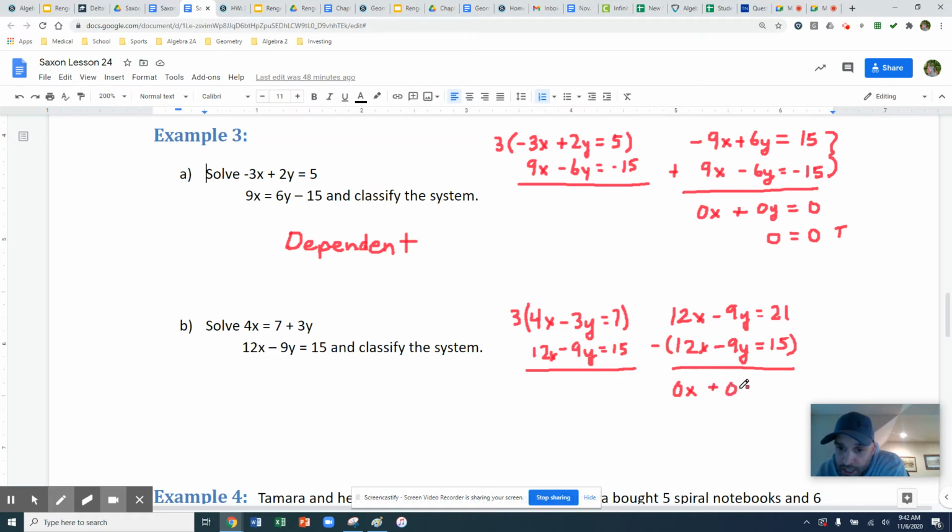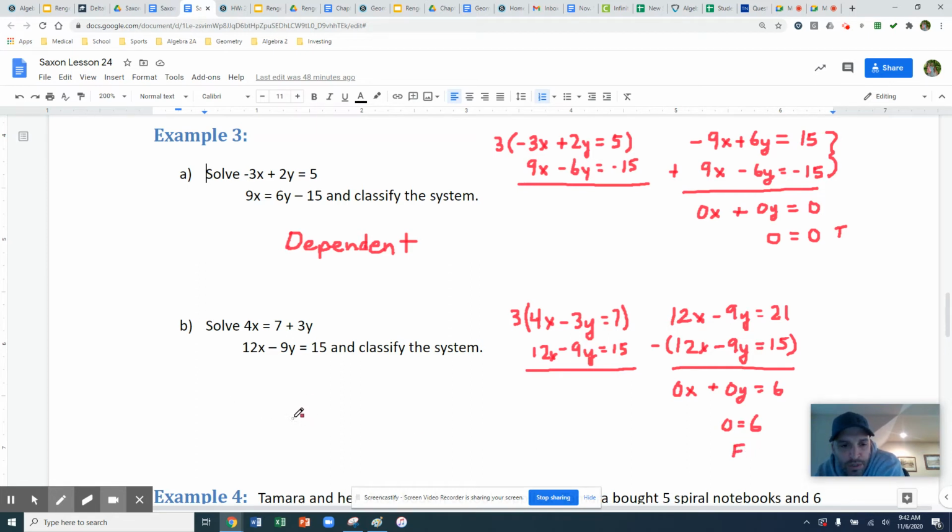So here we have a special case again, 0x plus 0y. 21 minus 15 is going to give me 6. So this one says 0 is equal to 6. Which, is that a true statement? No, that is false. That's a false statement.